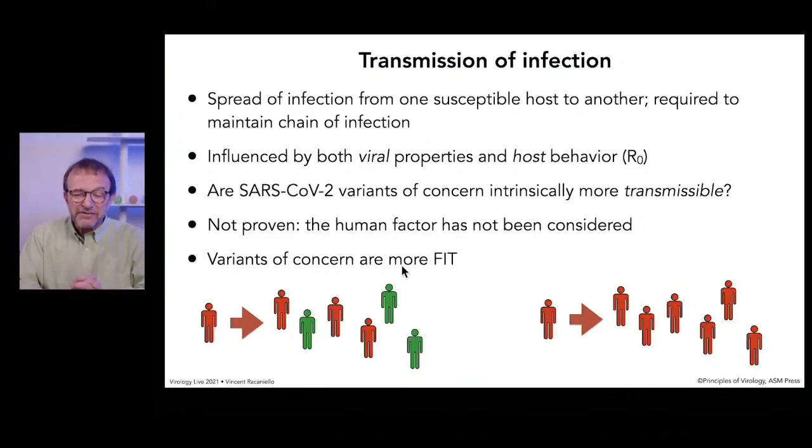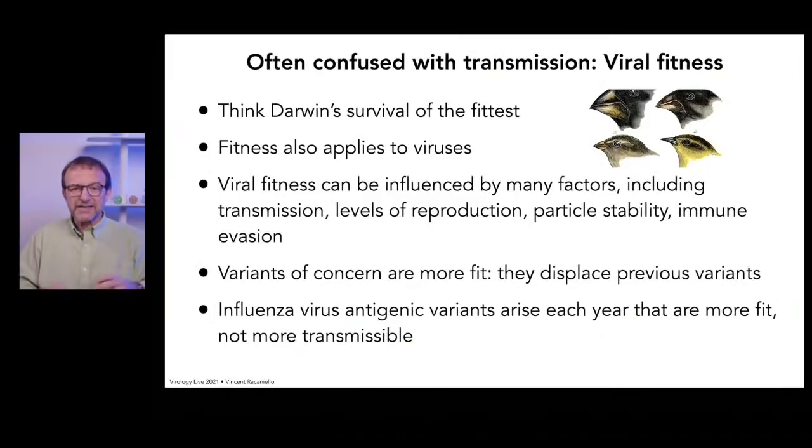displace previous variants, right? The alpha variant arising initially in the UK, subsequently displaced by the delta. Why? The delta is more fit. So what is fitness? It's something that is often confused with transmission.